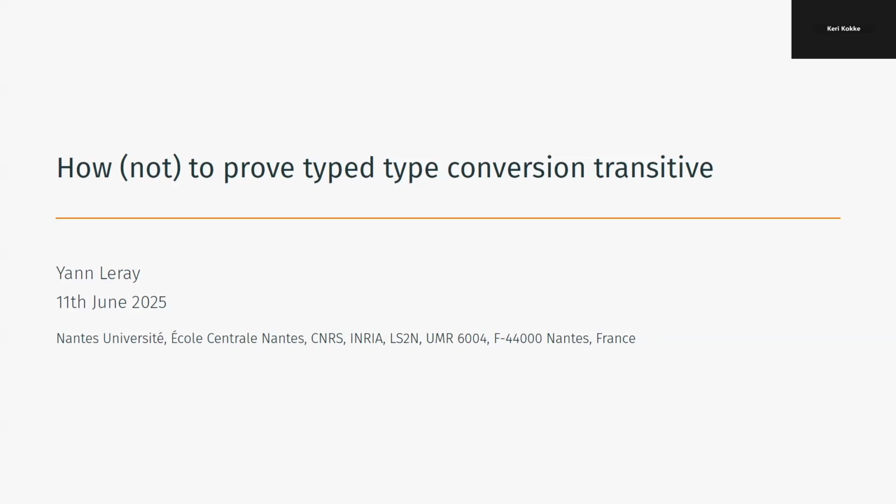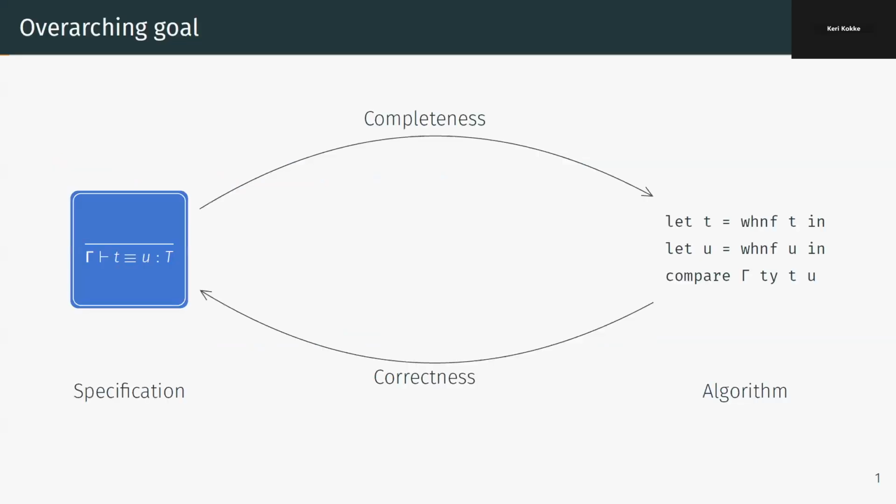All right, thank you. So first, I want to tell you about my overarching goal, really. There are multiple ways to define type conversion in a type theory. The first one is usually the one that type theorists use. I'm going to call it the specification. It's very idealized. It has reflexivity, transitivity rules, all good and well.